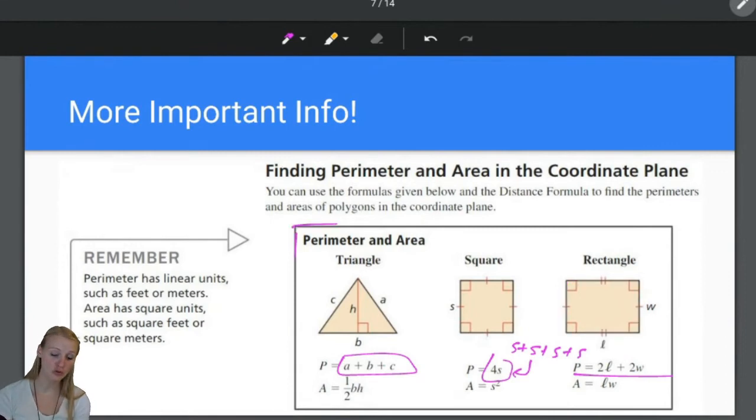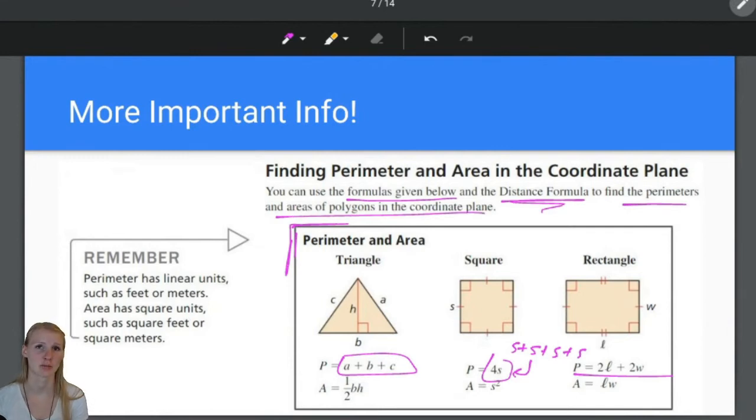And these are the only shapes that we're going to be finding the perimeter and area of in the coordinate plane. We're not going to be doing other polygons yet. That will be chapter 11, because it's a little bit harder than these basic shapes we've been talking about. So you can use the formulas given below and the distance formula, which we learned about in last video, to find the perimeters and areas of polygons in the coordinate plane. So we're going to use these formulas as well as the distance formula to find perimeter and area.